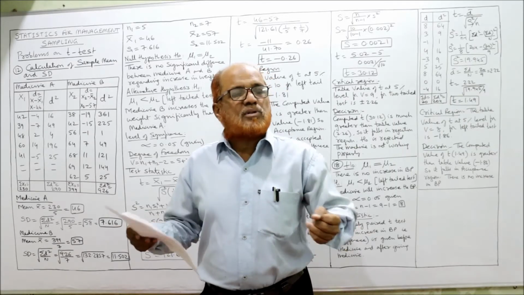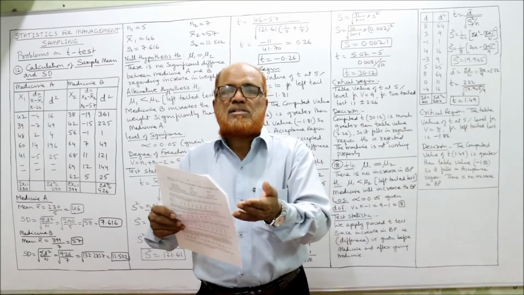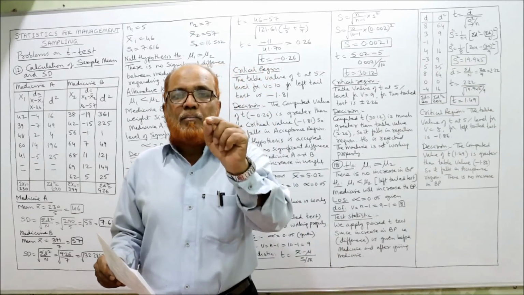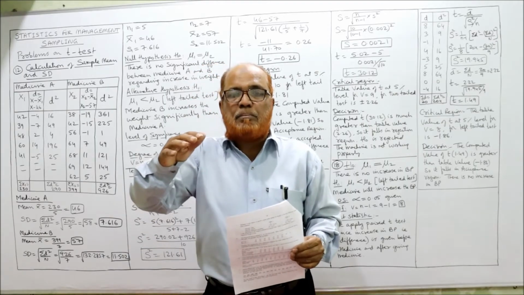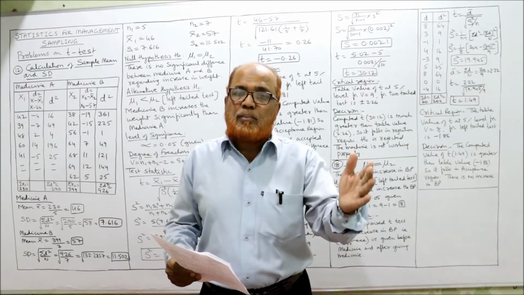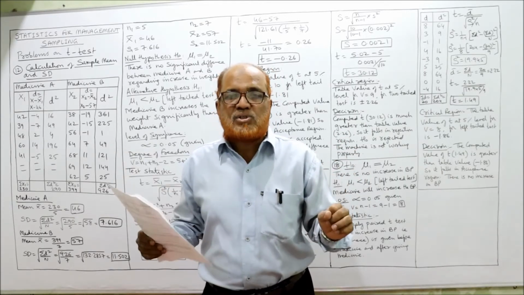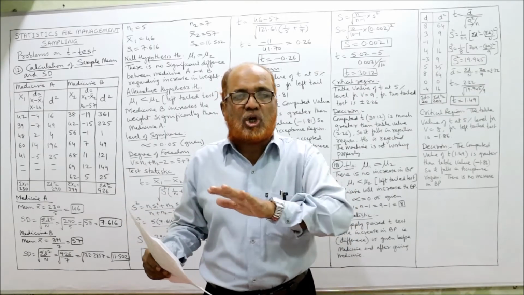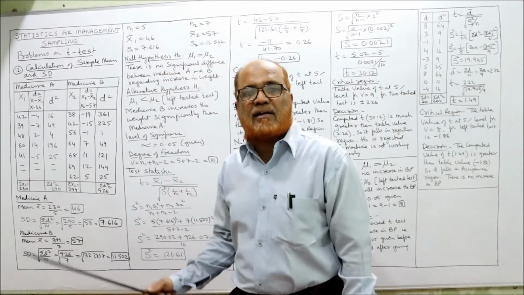So we'll make the null hypothesis: no significant difference between medicine A and medicine B, because they are increasing the weight equally. Alternative hypothesis: mu1 is less than mu2. That means medicine B is increasing the weight significantly compared to medicine A. That is the alternative hypothesis. But first of all, the sample mean and sample standard deviation are not given, so we have to find out the sample mean and the standard deviation.